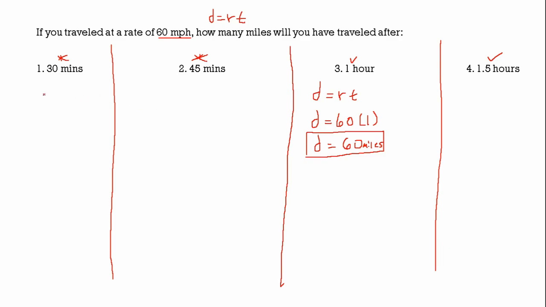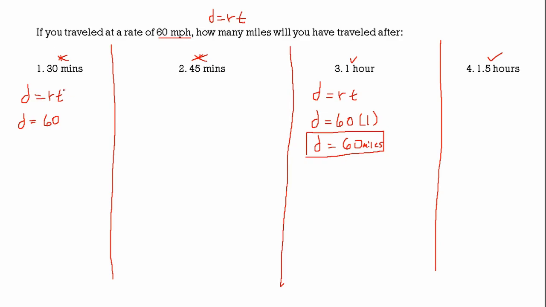Okay, so let's go to number 1. Again, we're working with the distance formula, d equals RT. We're plugging things in. We don't know how far we're going, so we're going to leave distance blank. We know we're going at a rate again of 60 miles per hour. We know our time's 30 minutes.